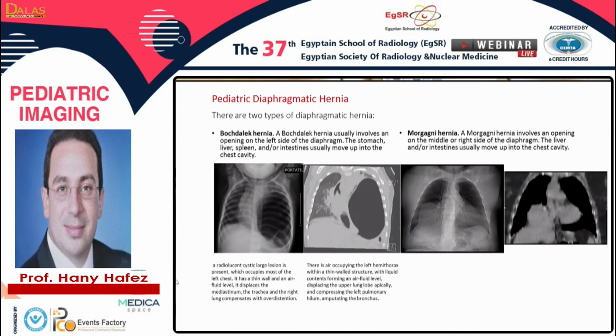Diaphragmatic hernia, there are 2 types of diaphragmatic hernia. Bochdalek hernia, mainly on the left side, with shift of the heart and mediastinal structures towards the contralateral side. Morgagni hernia is on the right side with displacement of the intestine upward within the thoracic cavity.